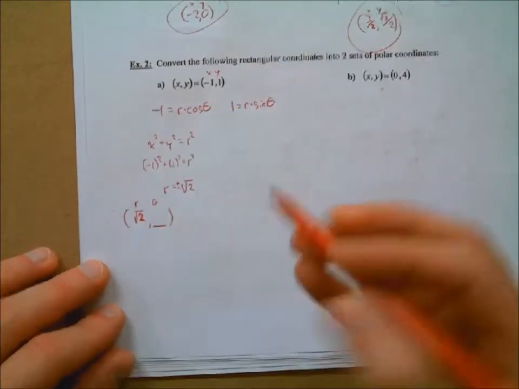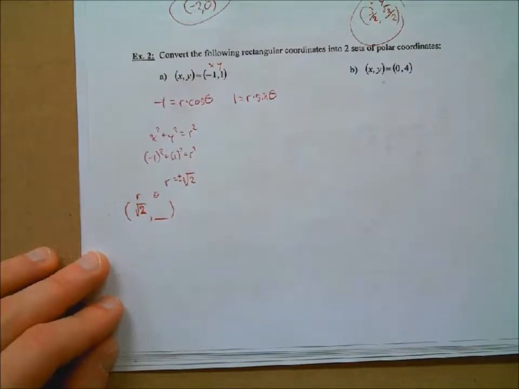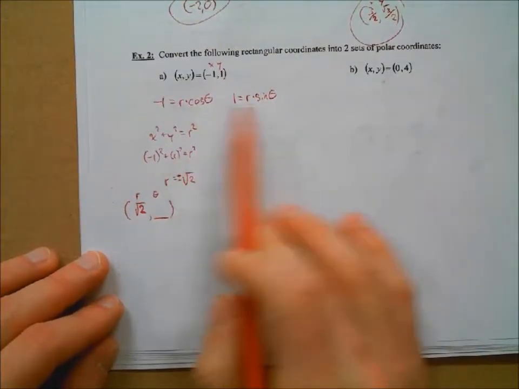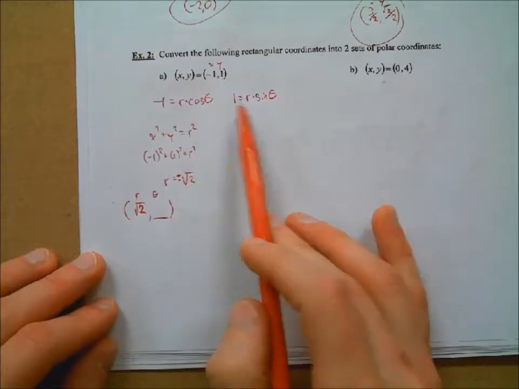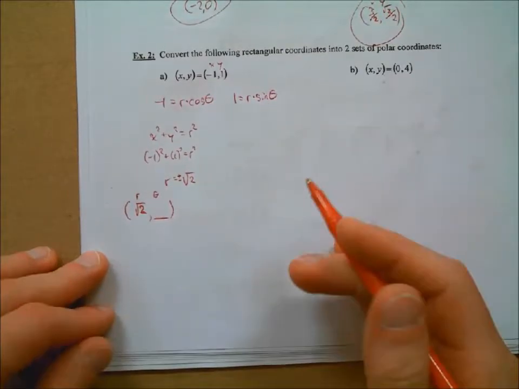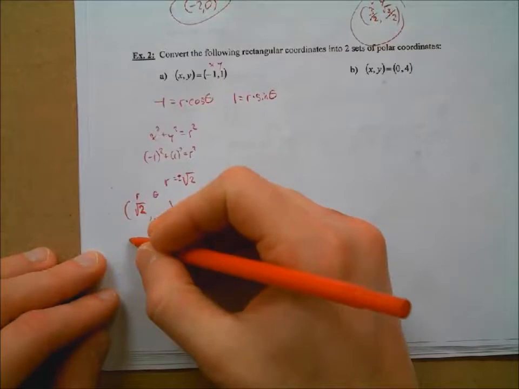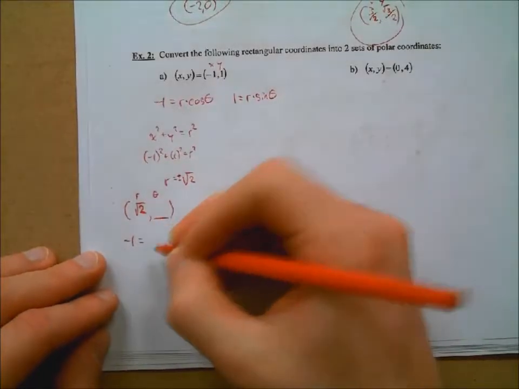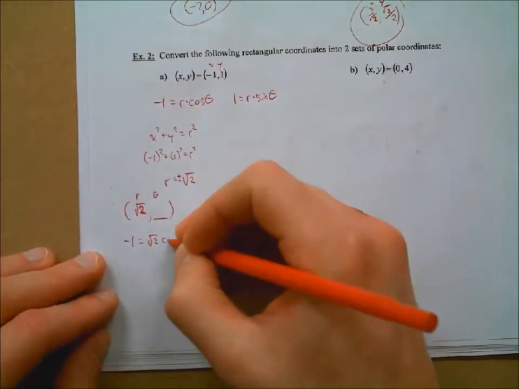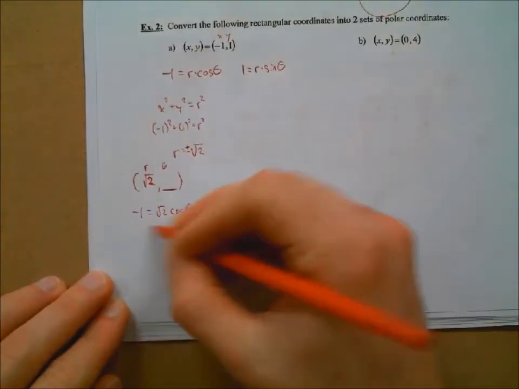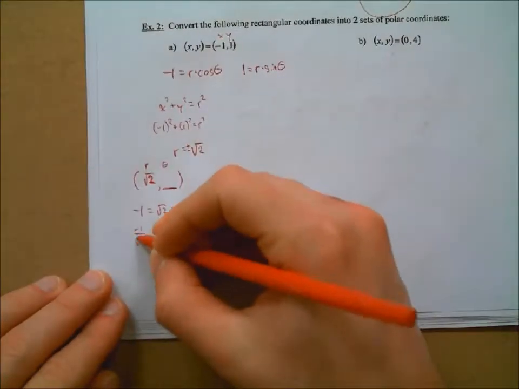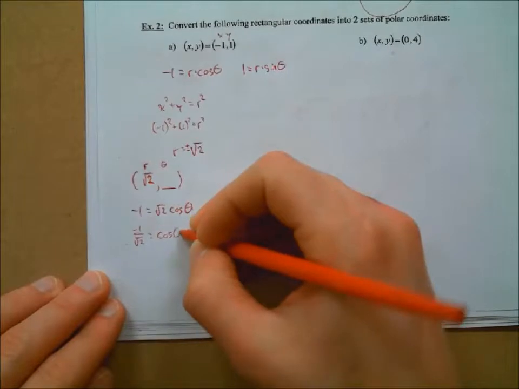Well, now we can go back to our earlier relationships, and it doesn't really matter which one you use there because they both contain r, they both contain theta. So you just pick one. I'll use the cosine one. So I'll say negative 1 equals r, root 2, times the cosine of theta. Well, let's see here. Divide both sides by root 2. I get negative 1 over the square root of 2, which is equal to cosine of theta.